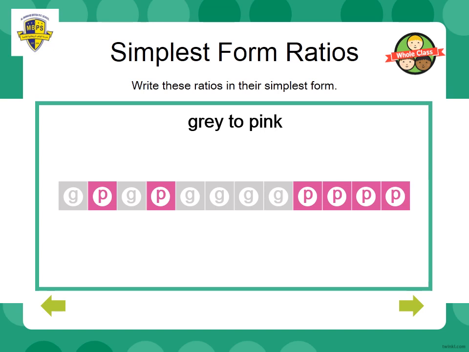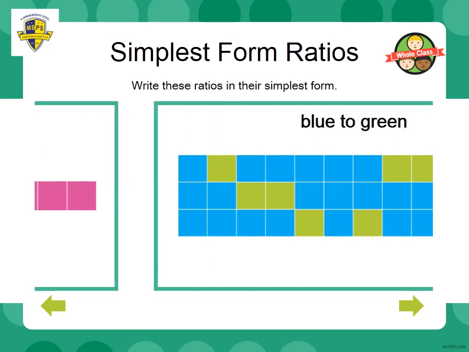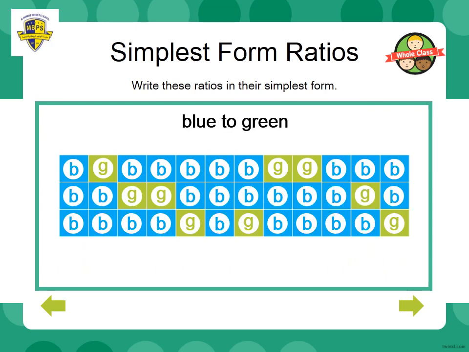Now the second example. Gray to pink. How many gray? 6. Good. And how many pink? Also 6. Good. So 6 to 6. How can we simplify it? Do it on your paper. Now the next example.